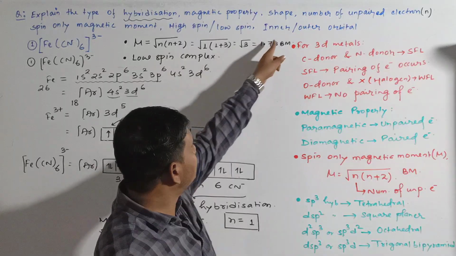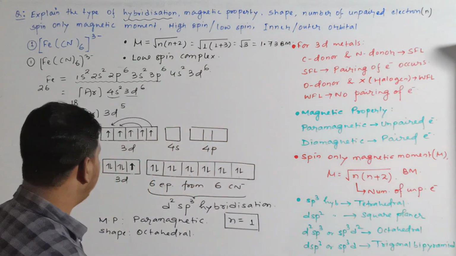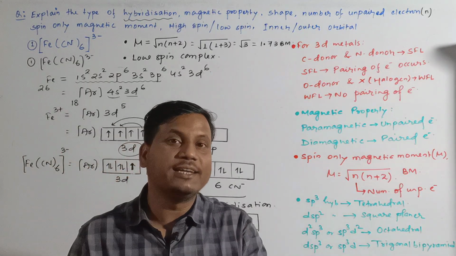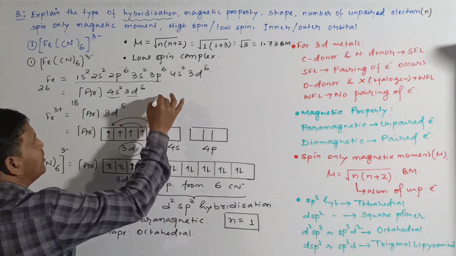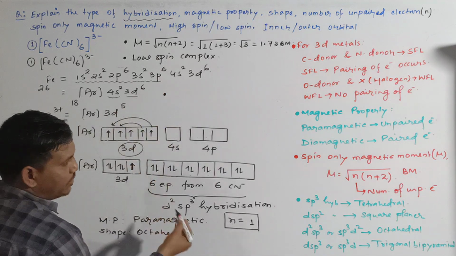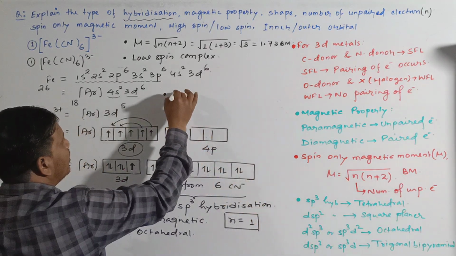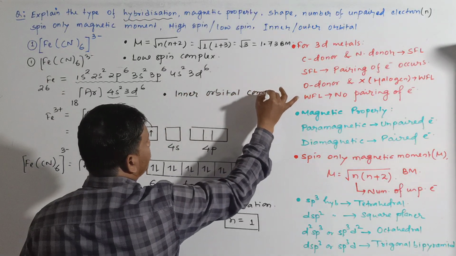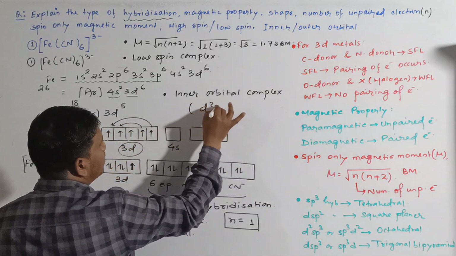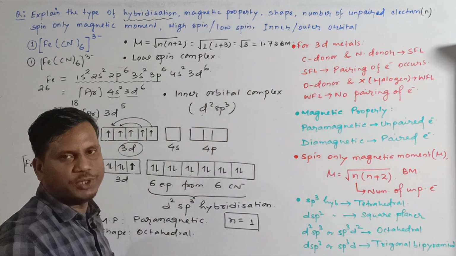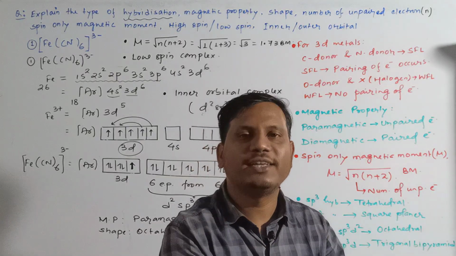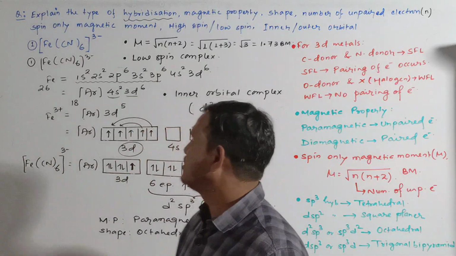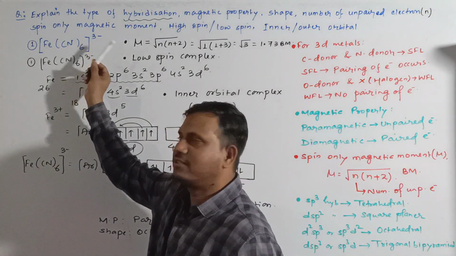And after that, outer orbital or inner orbital. See, during hybridization, inner 3d orbitals are used. If the inner 3d orbitals are used, then the hybridization is d2sp3, and it will be an inner orbital complex, because of d2sp3, where d is the 3d. If the 4d, outer d, is used, then it will be an outer orbital complex. So this is the answer for the first question, [Fe(CN)6]3-.